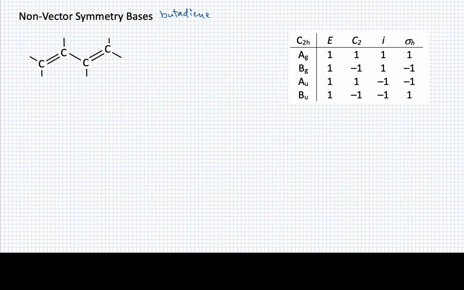Now, butadiene belongs to the C2h point group, which is shown here, with these symmetry operations. And just to get you oriented, it is a planar molecule. The plane of the molecule is the sigma h plane. The very center of the molecule is its inversion center. And the C2 rotation axis goes through that inversion center and goes perpendicular to the sigma h plane. We're going to essentially define that as the z-axis for the most part.